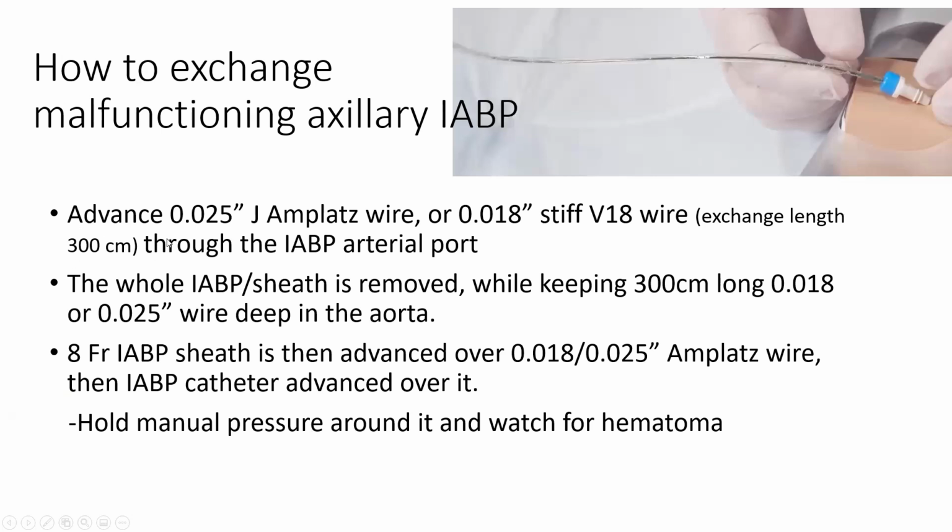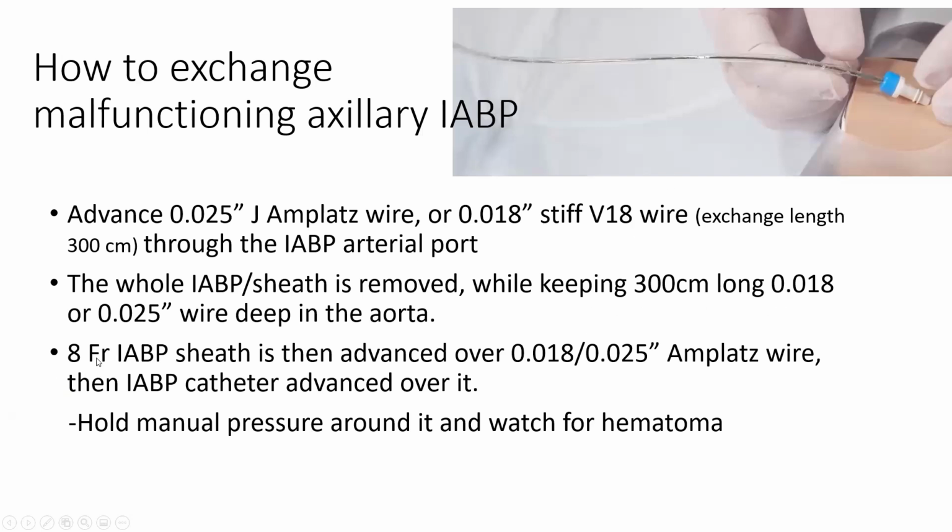So the way we exchange, again, we advance a 0.25-inch Amplatz wire, and you really need to try to have that wire if you're doing axillary balloon pump routinely, because it provides stiffness to the balloon pump, so it makes it easier to take out, and it makes it easier to advance the sheath over it without having to exchange for 0.35-inch wires. So you advance a 0.25-inch Amplatz wire or a 0.18-inch stiff V18 wire long through the balloon pump arterial port, and you take the whole system out while keeping those 0.25 or 0.18-inch wires.